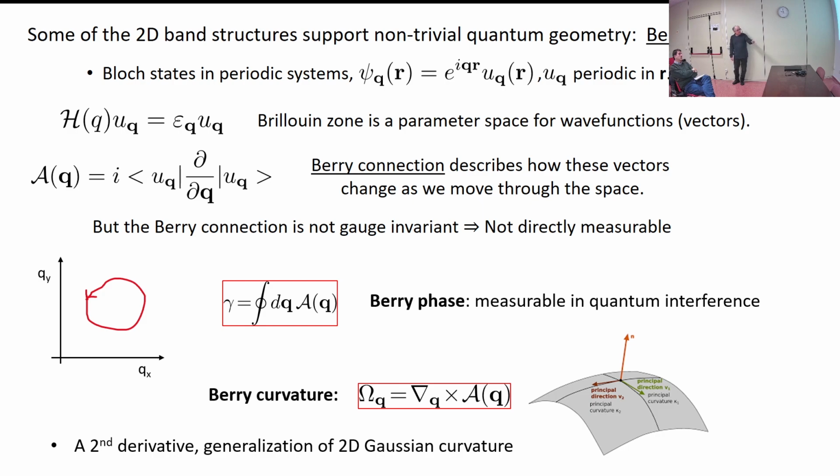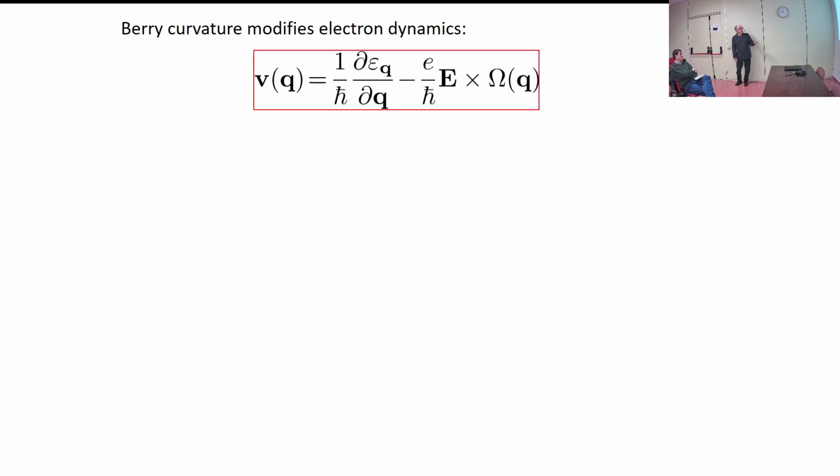The other one that's very heavily studied is the Berry curvature. You take another derivative, basically a curl of this Berry connection, and this is basically a kind of generalization of a two-dimensional Gaussian curvature, but in this more generalized space of vectors. Okay. Now the Berry curvature is also something that has measurable consequences.